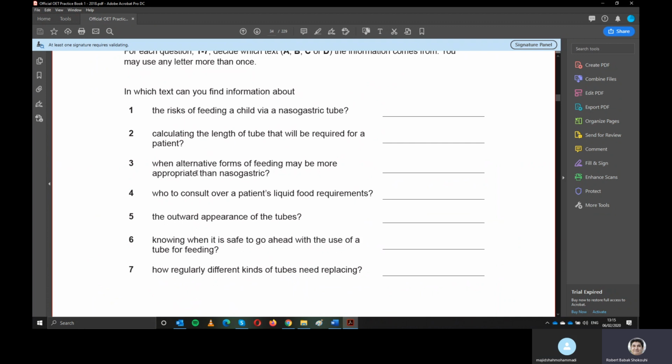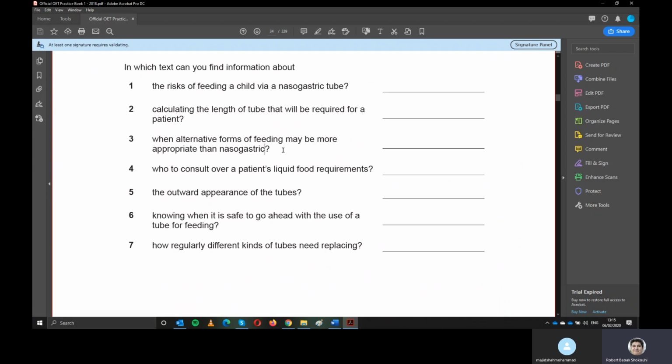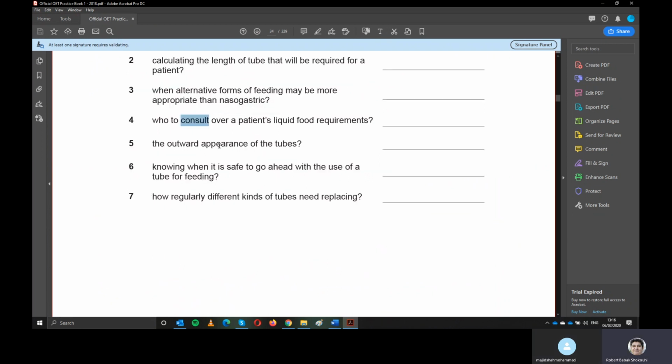Alternative forms of feeding may be more appropriate than NG. So in the indications. Probably D. But alternative forms, we choose this one. Who to consult over patient's liquid food requirements. Who to consult. Probably I think D. Outward appearance of the tubes. D, the appearance.